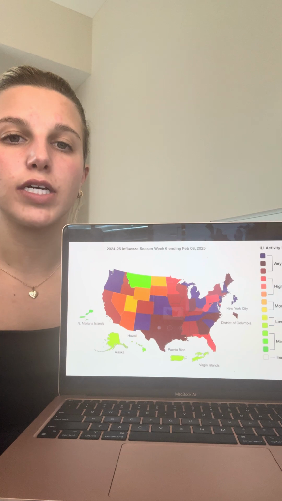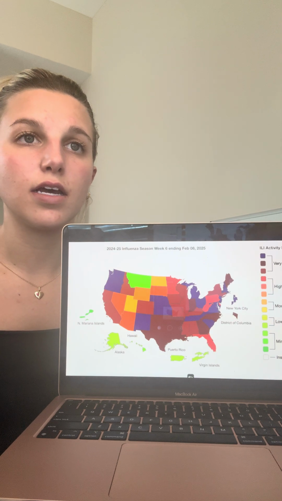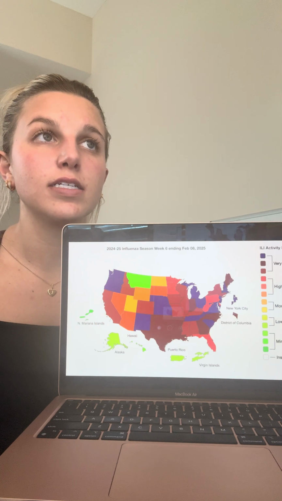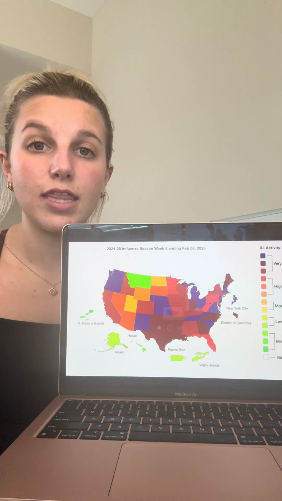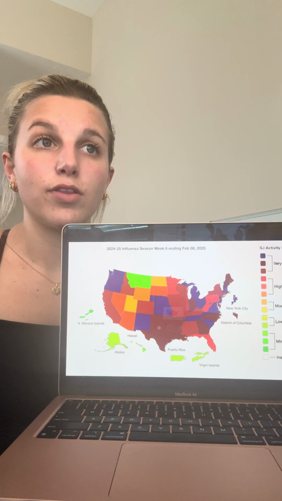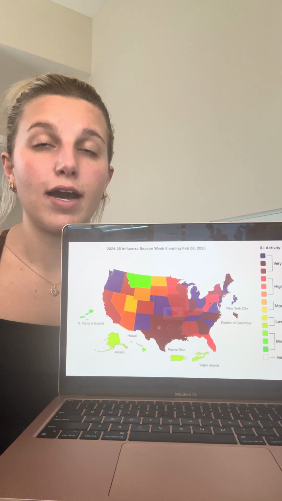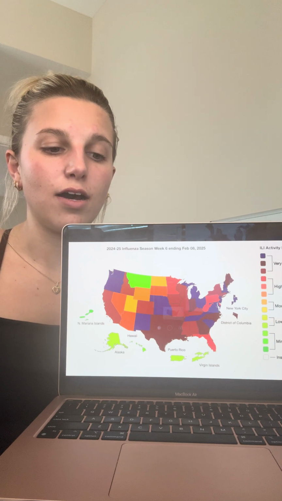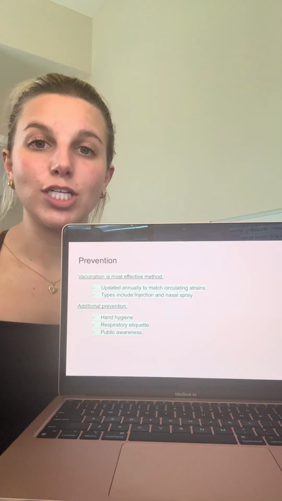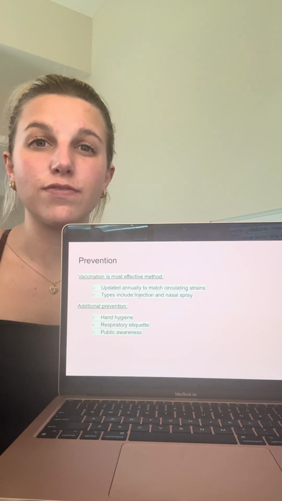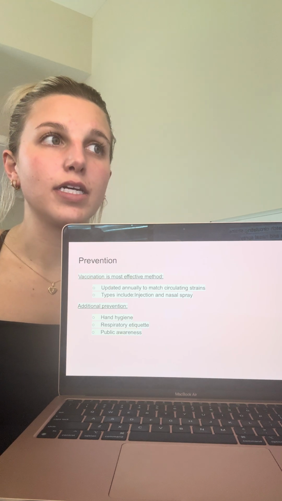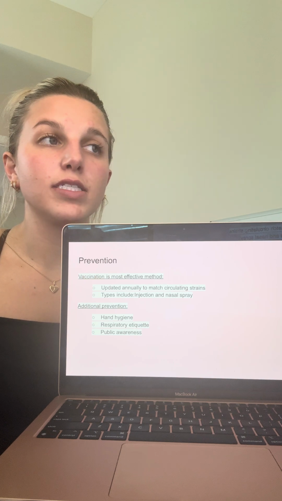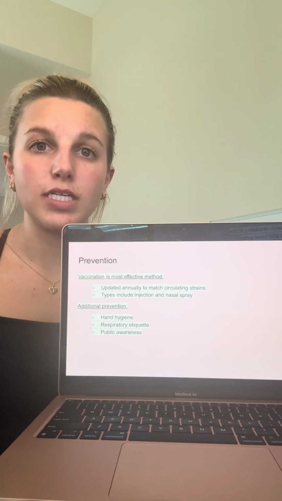This is a map I included of the United States. This shows the 2024-2025 influenza season ending on February 8th of 2025. The red and the purples, those are very high activity levels, so you can see that it was pretty crazy this last season, which is why we need prevention. Vaccines are going to be our most effective method. Those get updated annually to match the circulating strains, which I had mentioned earlier. The types include injection and nasal sprays.